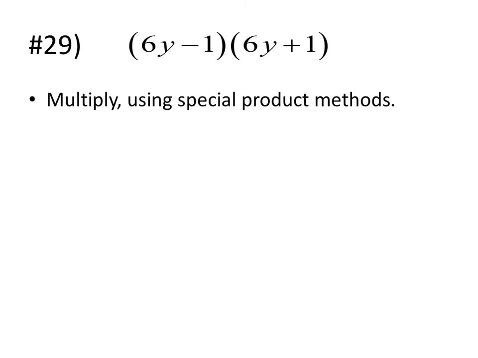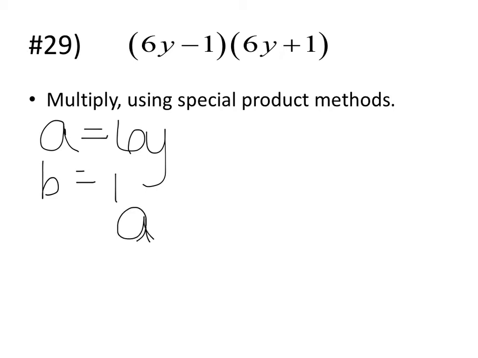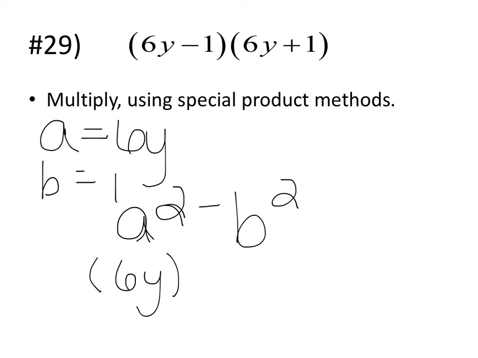Okay, so here you've got 6y minus 1 times 6y plus 1. This is the sum and difference of two terms. So you're going to ask yourself, what is A? A is 6y. What is B? B is 1. And then just remember, your answer is going to be a squared minus b squared. Sorry guys, my stylus is not cooperating. So then you're going to do 6y, parentheses are extremely important, squared minus 1 squared.